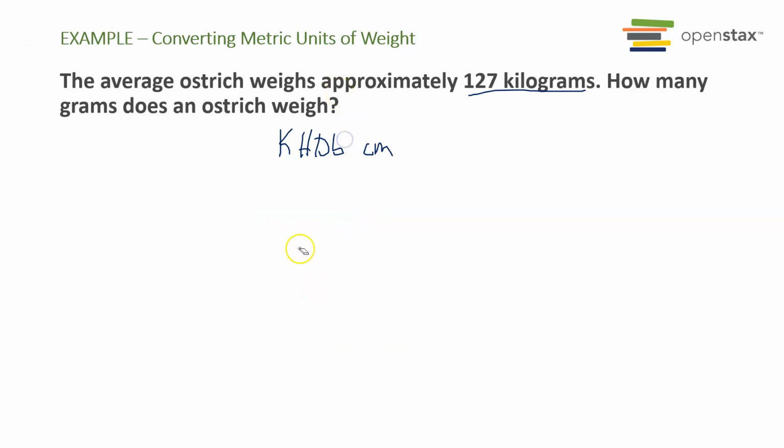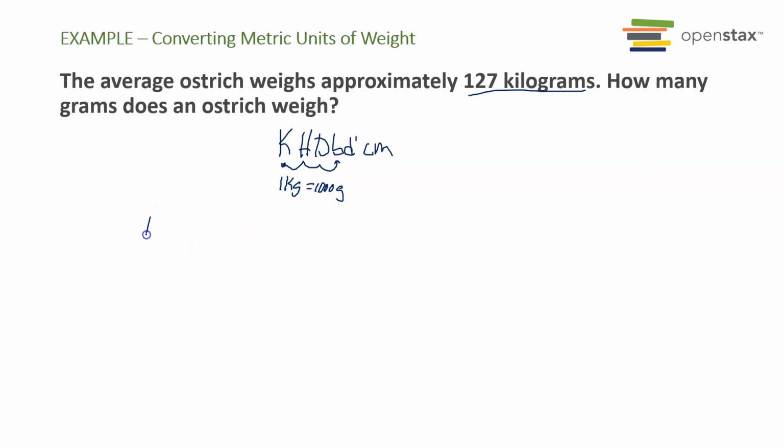It usually just becomes second nature after a while, what these prefixes are. But so we're going from kilograms to grams, so that's going to be 3 units to the right. So another way of saying that is 1 kilogram is 1,000 grams.